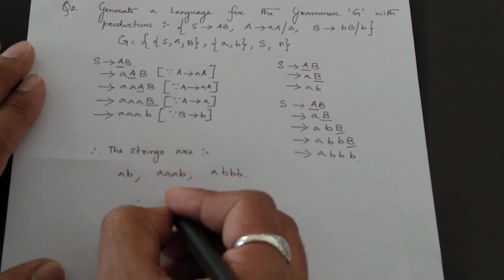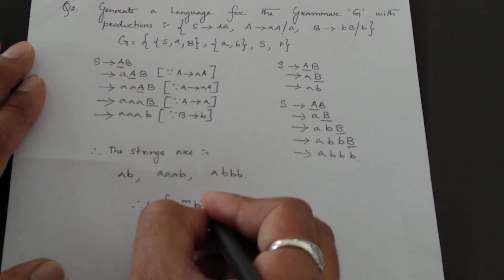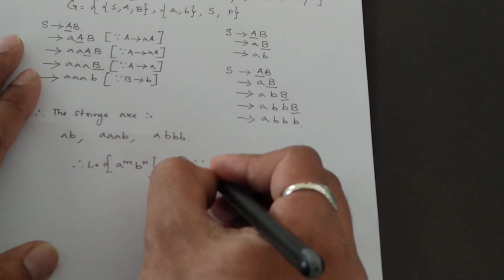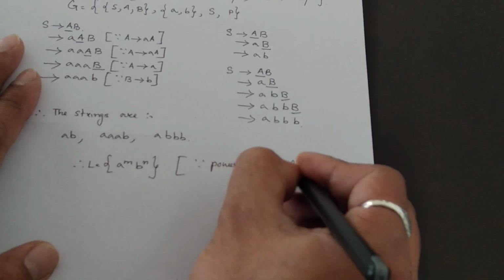So finally, I can write down the language as a to the power m, b to the power n, and here I can write down, since the powers are different.